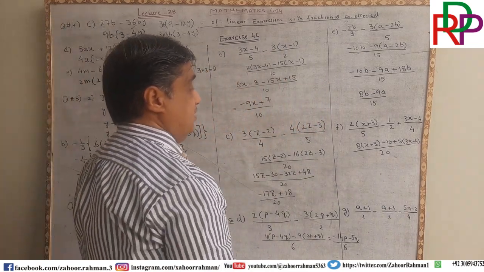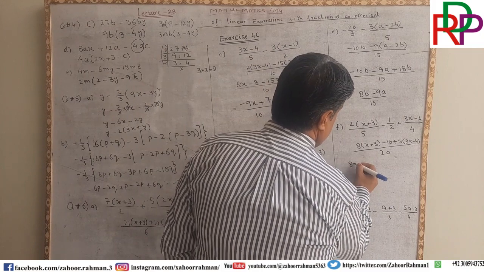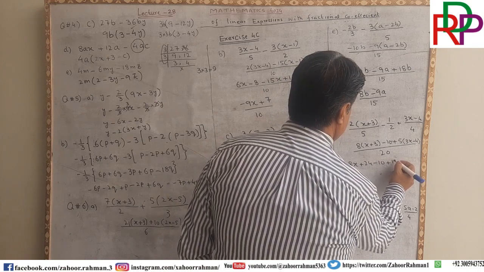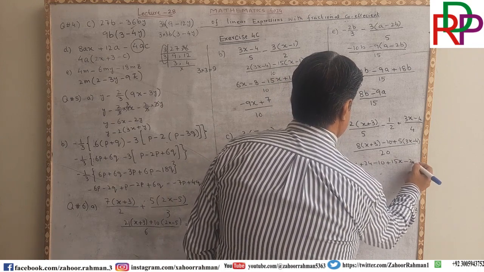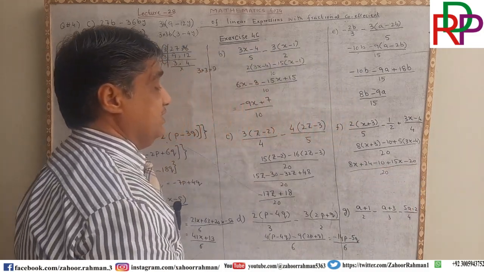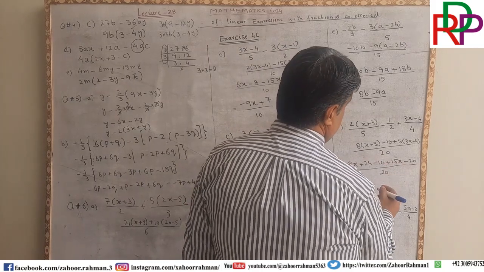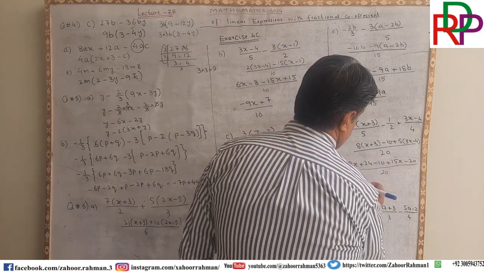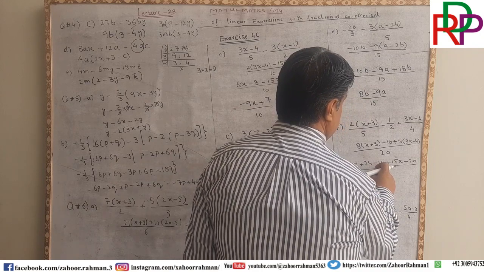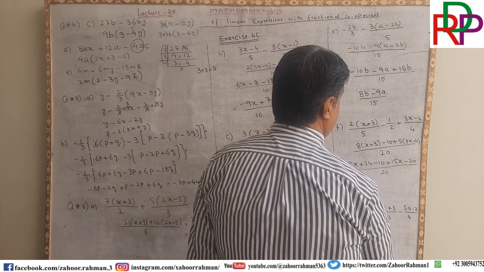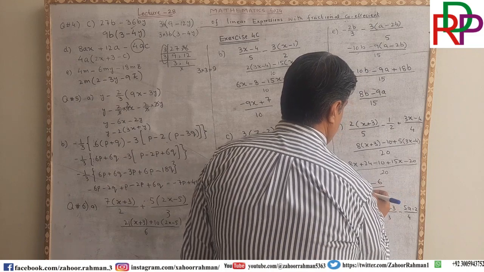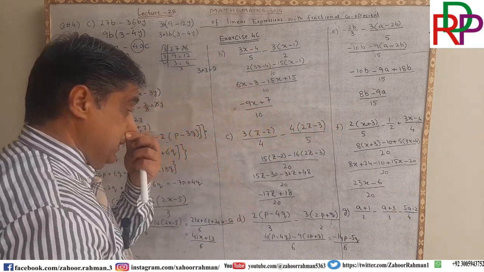And you know how. 8x plus 24 minus 10 plus 15x minus 20, whole divided by 20. So 8x plus 15x will give you 23x. 24 minus 10, 14, 14 minus 20. So minus 6, and that will be the ultimate answer.